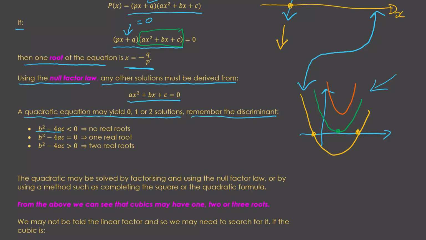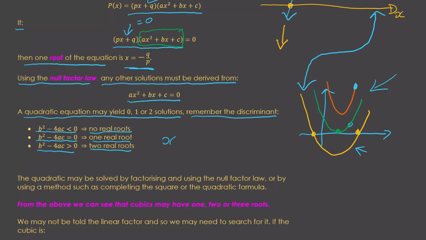If b² - 4ac is less than 0, then we get this situation that I drew in orange, and we get no real roots. If b² - 4ac is equal to 0, we get 1 real root, so that's the situation I drew in green. And if b² - 4ac is more than 0, so it's positive, we get 2 real roots, and that's the situation I drew in yellow.